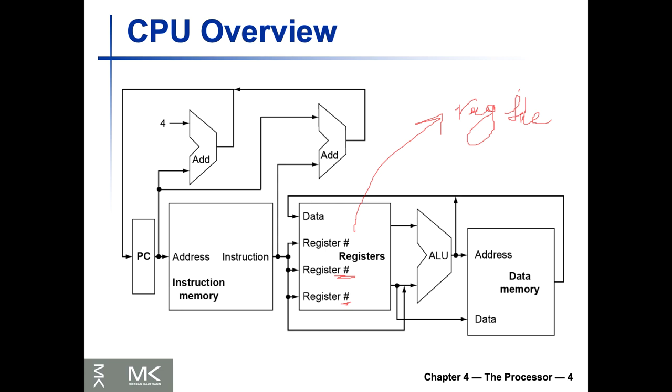For some of those registers, which are called write registers, we can write on those. To write a data word, we need two inputs: one to specify the register number to be written, and one to supply the data. So that's why we have one for the data and one to supply the register number. So that's it up until here.